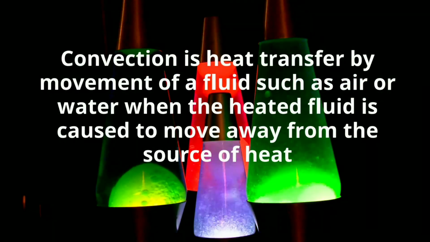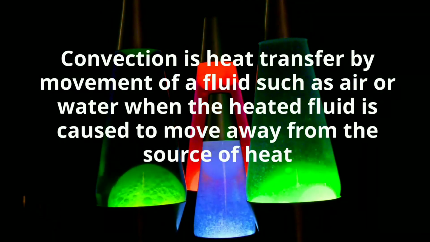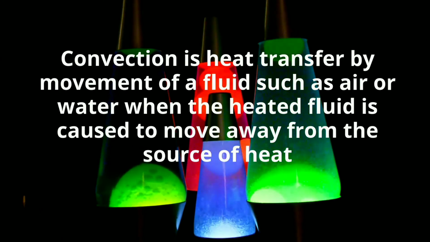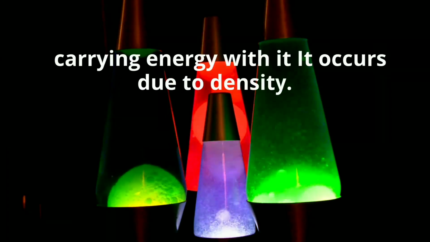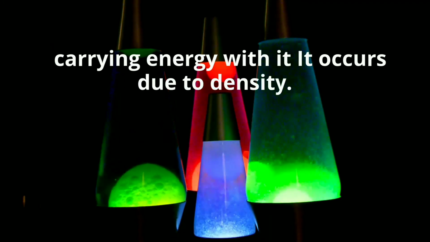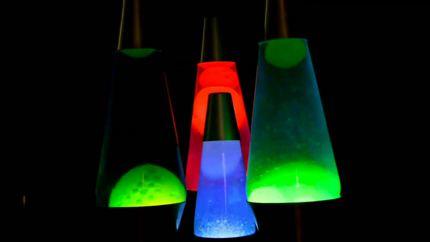Convection is heat transferred by the movement of a fluid such as air or water. The heated fluid is caused to move away from the source of heat, carrying the energy with it. It occurs due to density. Lava lamps are examples of convection. As the liquid is heated, it rises and falls as it heats and cools.